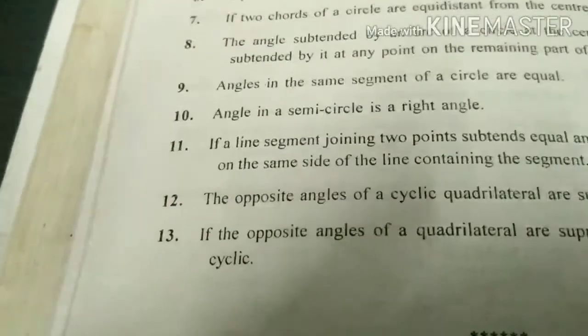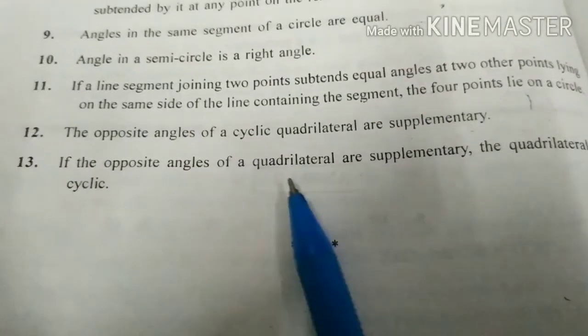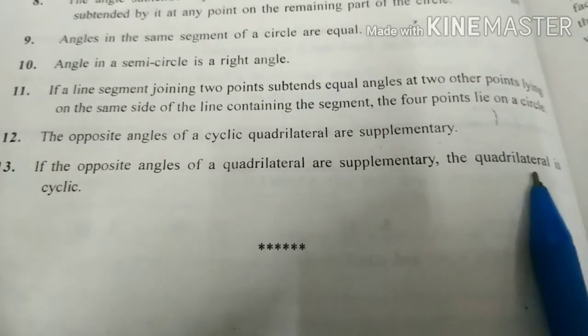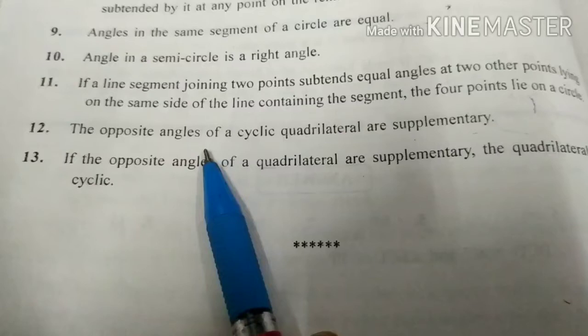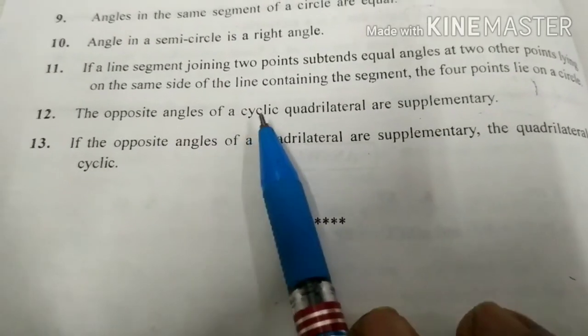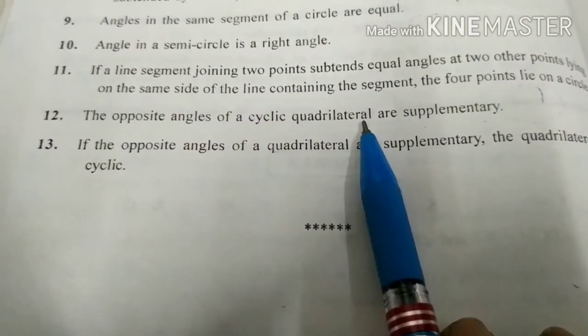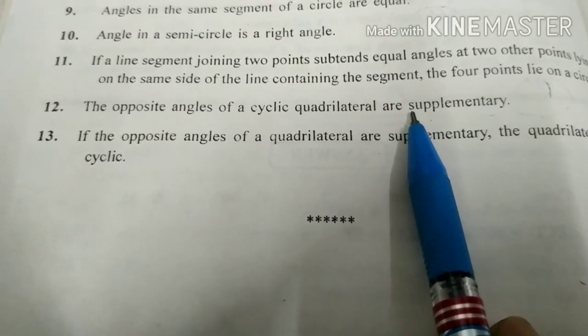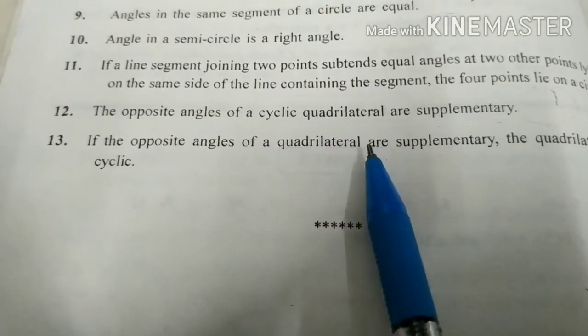Now the next theorem. The last theorem we are mentioning is: if the opposite angles of a quadrilateral are supplementary, then the quadrilateral is cyclic. It is the converse of the previous one. In a cyclic quadrilateral the opposite angles are supplementary, and if the opposite angles are supplementary, the quadrilateral is cyclic.